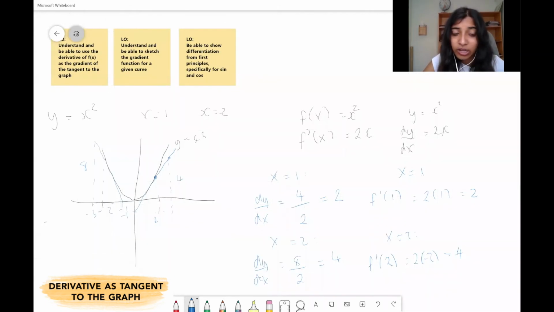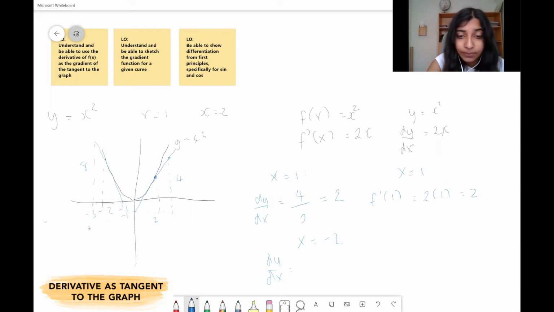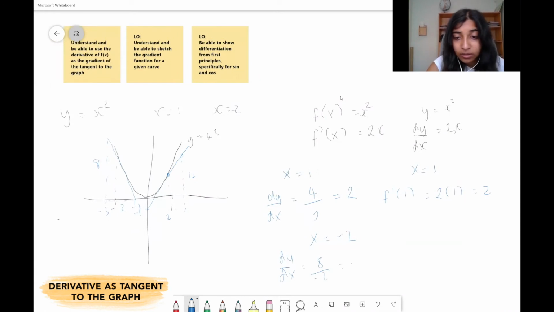So now if you were to try the same thing for x equals minus 2, we can write out what dy over dx is using the tangent at that point, and we know that the change in y is just 8, and our change in x is just minus 3 minus 1, so that would just be equal to minus 4. And you can do the same thing if you plugged in f dash of minus 2. You just get 2 times minus 2, and that's just equal to minus 4.